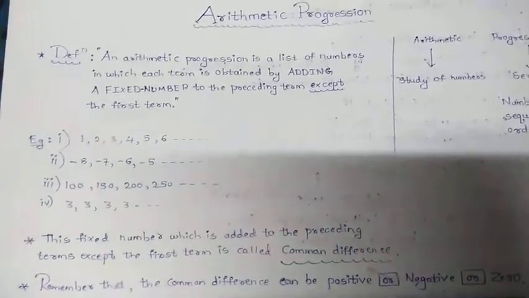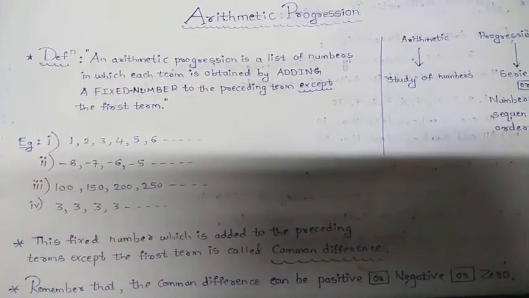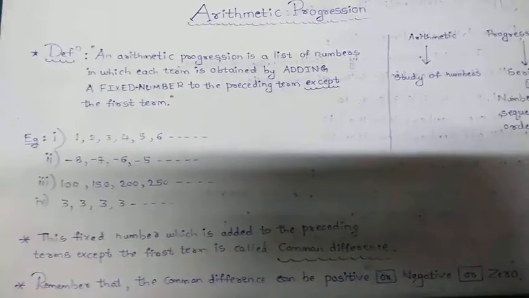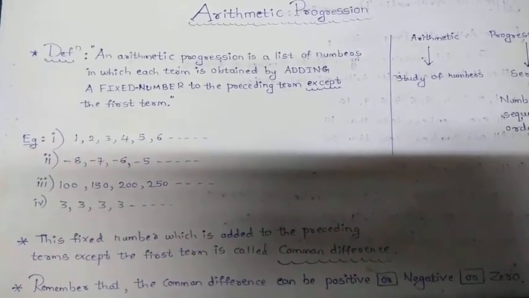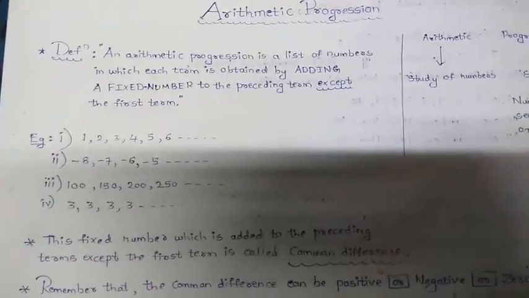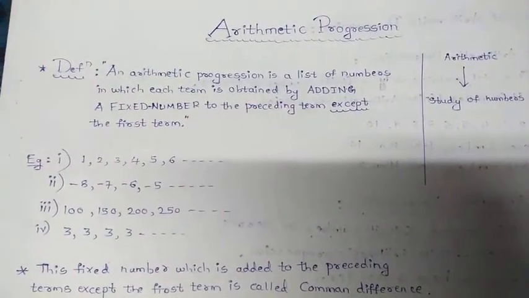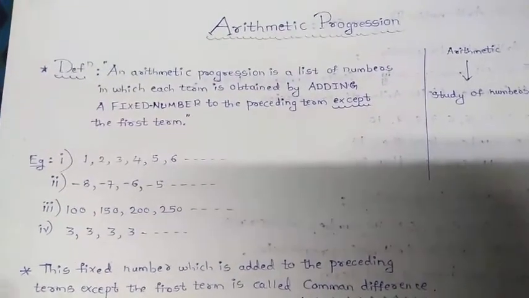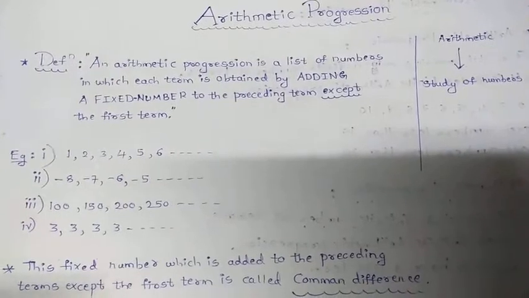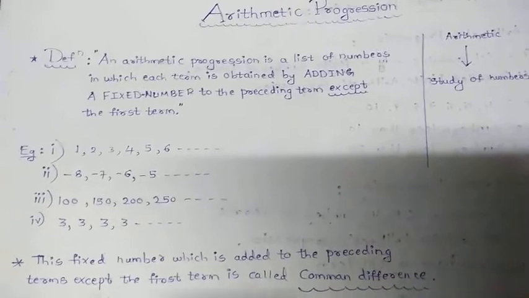So coming to the definition, an arithmetic progression is a list of numbers in which each term is obtained by adding a fixed number to the preceding term except the first term. So an arithmetic progression is nothing but a list of numbers in which each term is obtained by adding a fixed number to the preceding term except the first term.